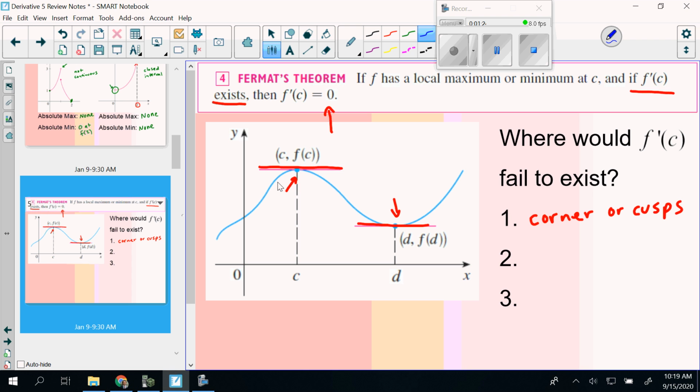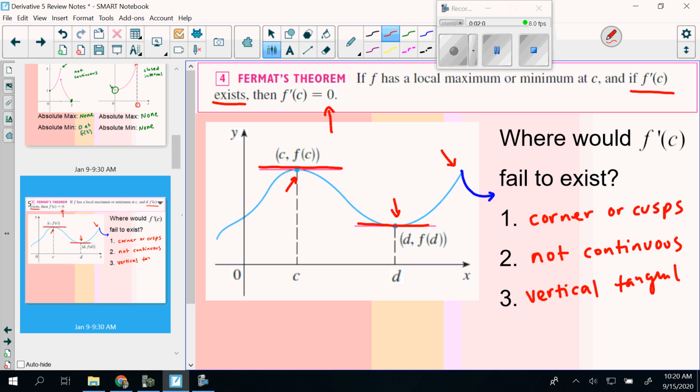So if we had one of those on this, like say the graph went like this, this point right here would be a local maximum, but the derivative there is not 0 because the derivative doesn't exist. So that wouldn't work. The other places we talked about where it fails to exist is if it's not continuous. So if your graph is not continuous, you don't have a derivative. Or also if your graph has a vertical tangent to it, it's not going to have a derivative.